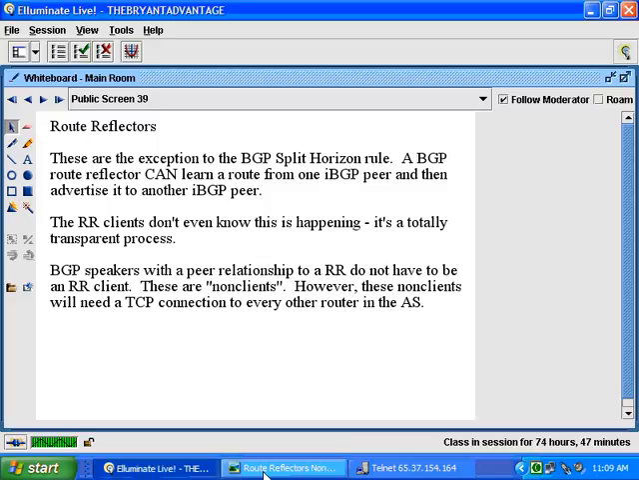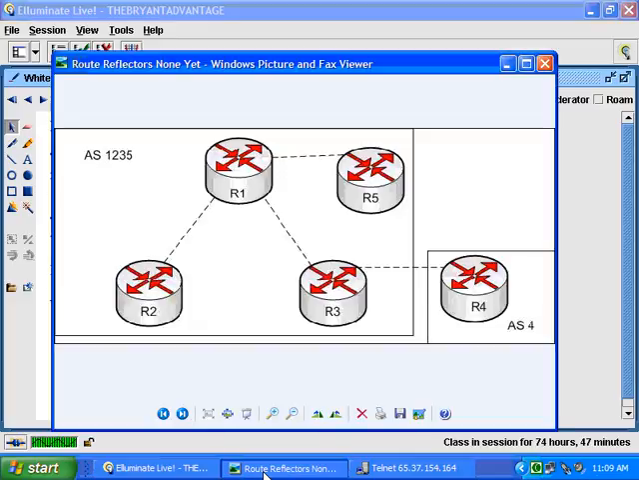Let's look at a scenario where a route reflector may come in handy. You may be able to look at this particular network and see if there is a potential problem when we advertise a route over from router 4, because that's what we're going to do. In AS 1235, router 1 is peering to routers 2, 3, and 5, but there is no full mesh. You could probably look at this and say, I've got a pretty good idea that router 1 is going to be a route reflector here, because after all, we are talking about route reflectors.